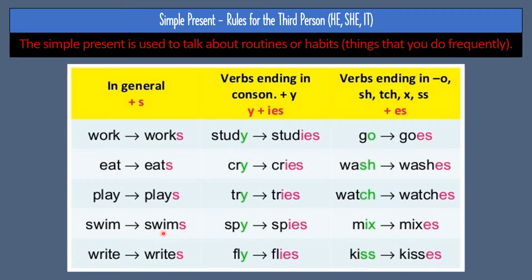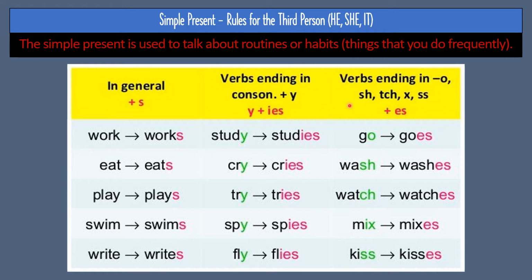Swim, swims. Write, writes. Now for verbs that end in a consonant plus y, you need to delete y, erase or eliminate y, and add ies. For example, study, studies. Cry, cries. Try, tries. Spy, spies. Fly, flies.